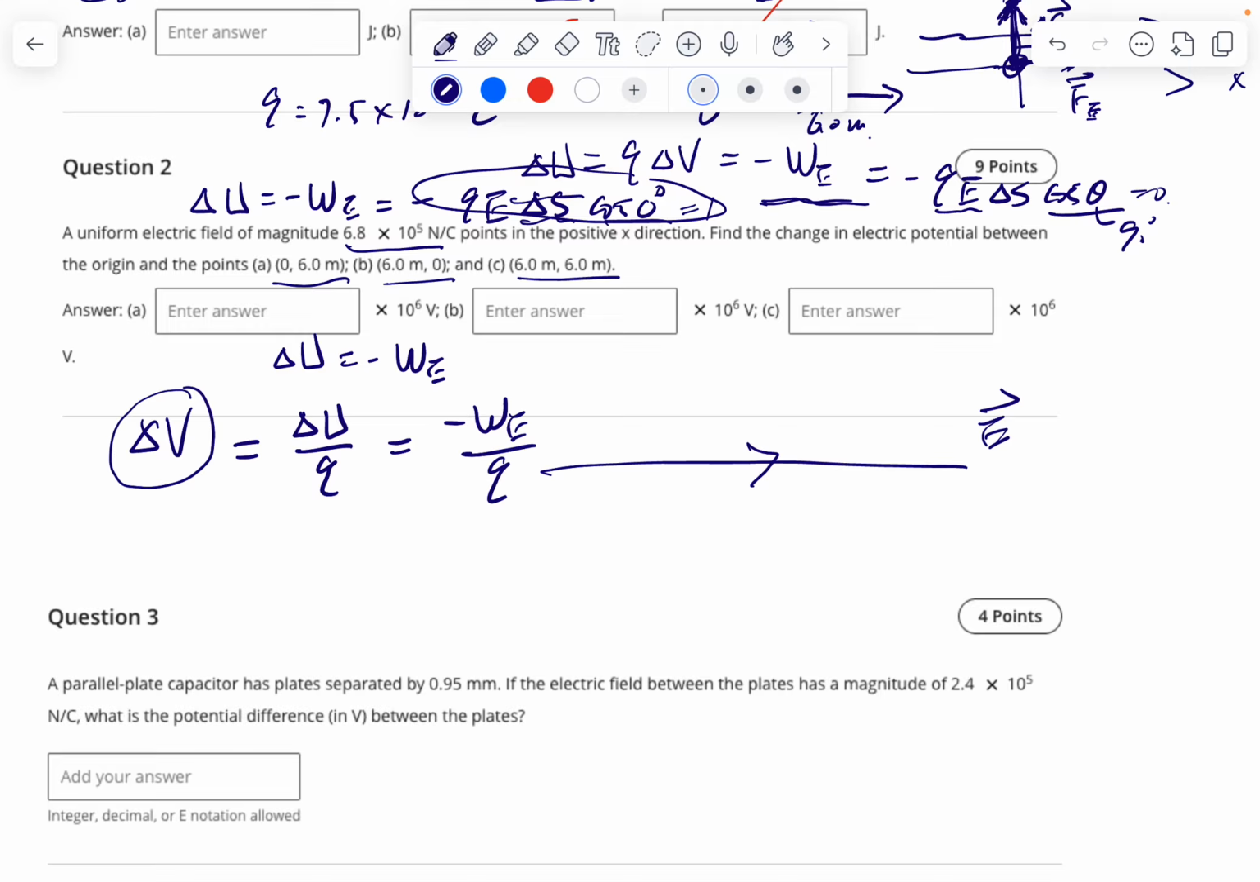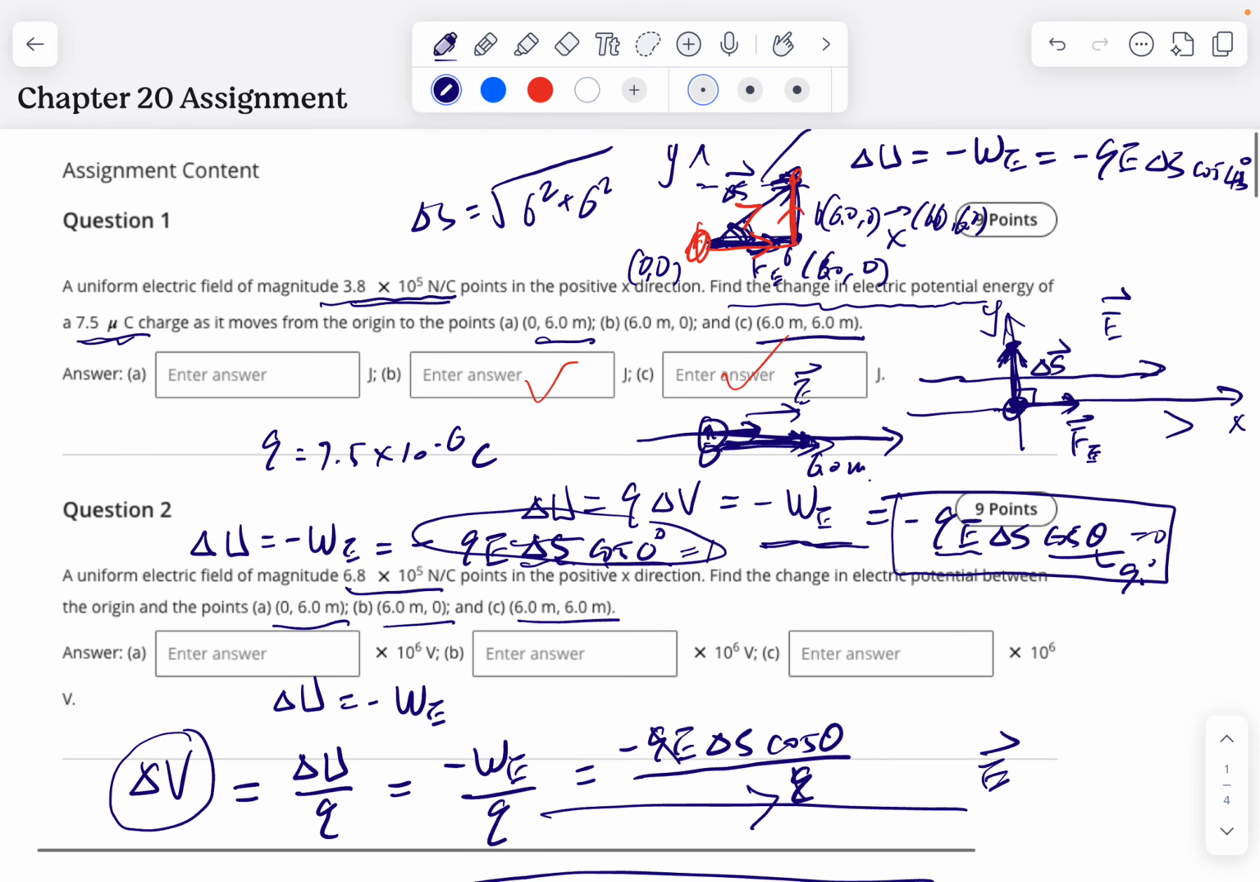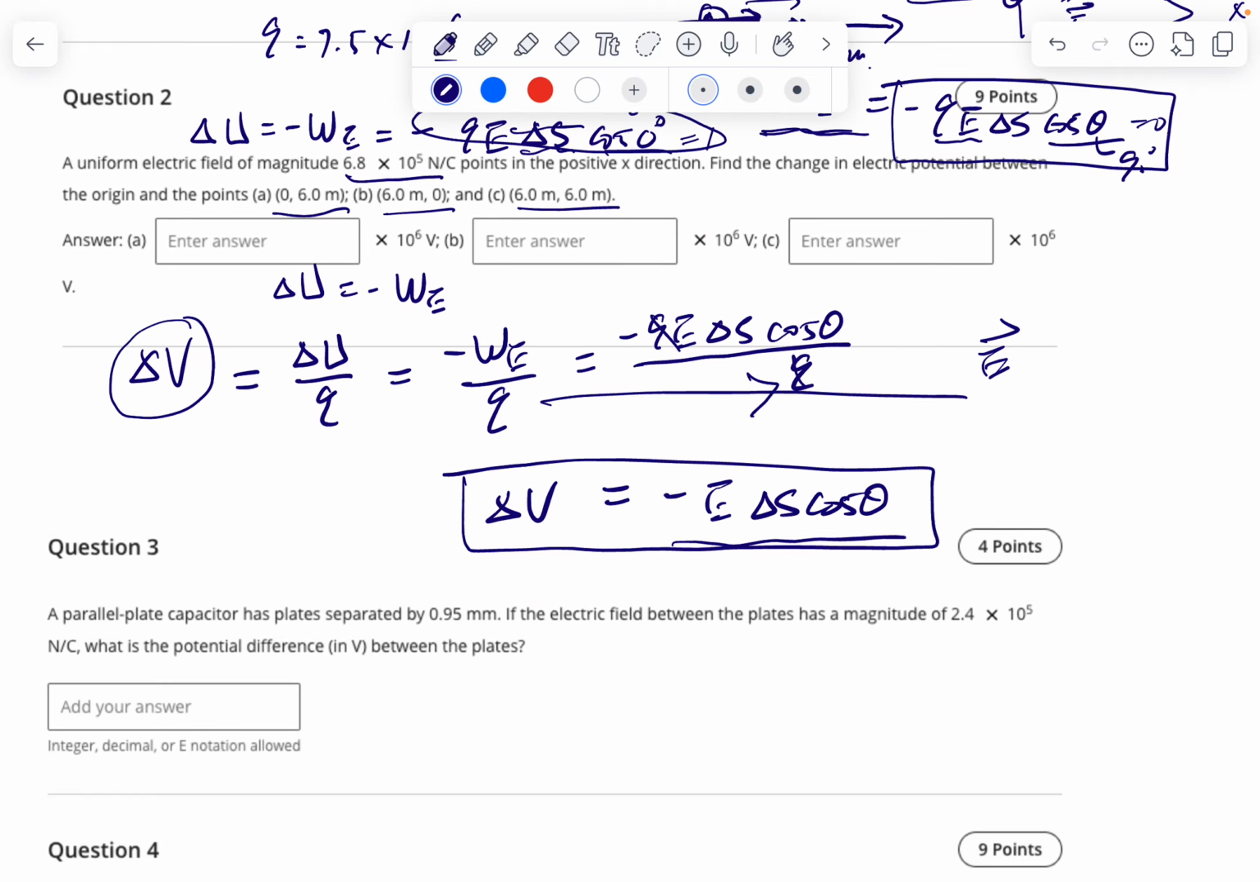You always have this equation: negative QE delta S cosine theta, divided by Q. The Q's cancel, giving negative delta S cosine theta. So this will be the equation. Whatever you get from the first question, you divide by this Q, and that will be the answer. Or you can restart from the beginning. So use this equation.